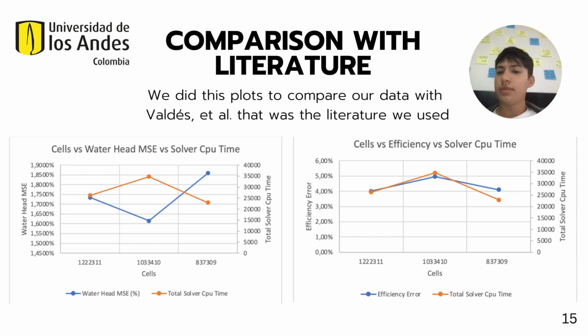In the final part of the methodology, we plot cells against water head MSE, that is the error of total head, and against total solver CPU time, and a plot of cells against efficiency error and total solver CPU time. Here we can observe and analyze the behavior of how, if we decrease the cells from the thin layer to the thick layer, this changes the variables of error in the total head and error in the efficiency.